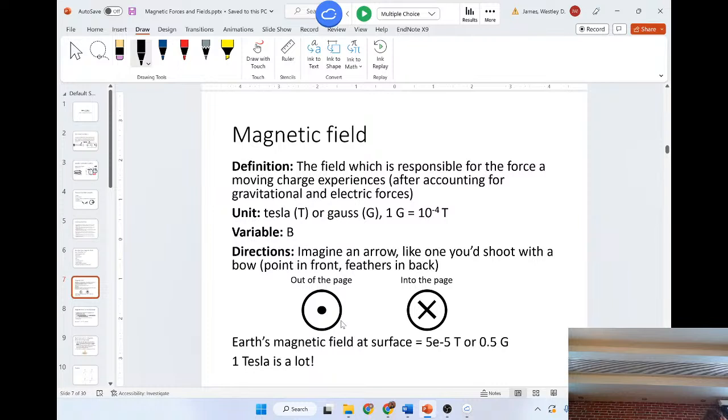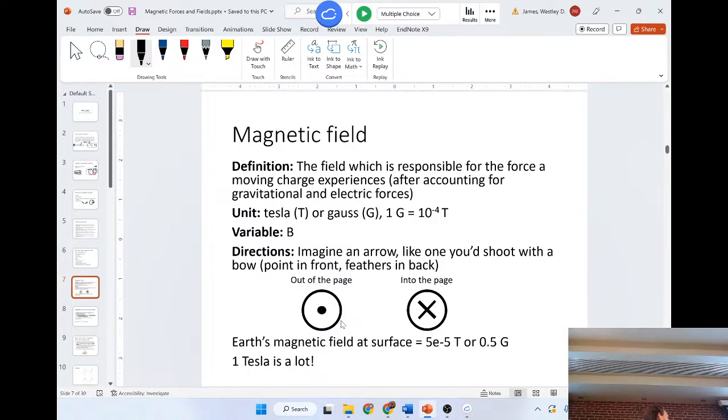What is this magnetic field? It's the field that's responsible for the force that a moving charge experiences. I'll explain that in a second, but I'll read through the rest of this first. The unit is going to be the Tesla, named after Nikola Tesla. The company Tesla got their name from that guy. We get our unit from that guy. Very interesting guy, did all sorts of interesting things, a little eccentric, but definitely a genius.